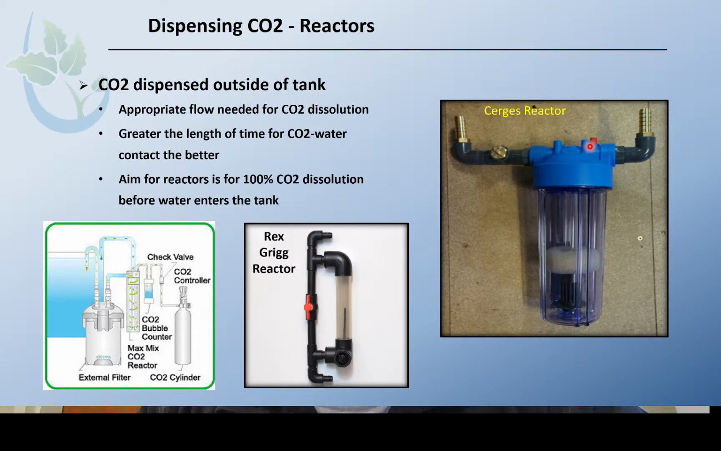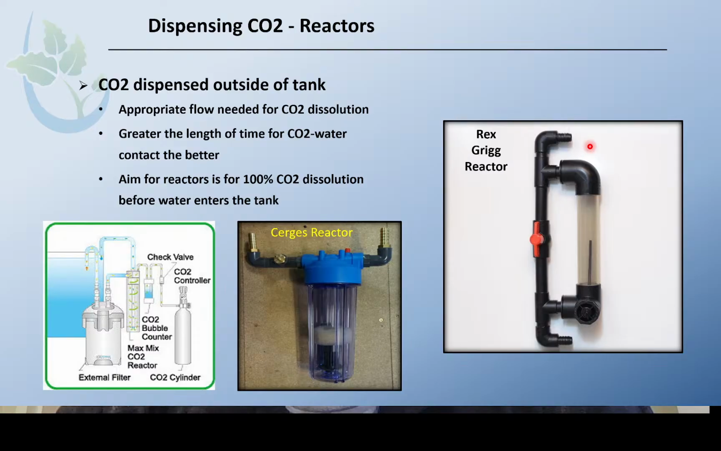There's also a Rex Grigg reactor, same kind of concept, except with this one the CO2 is pushed. The output comes out of here, and the CO2 is basically mixed inside this tube as it goes back out. This is one where you need a long enough reactor. If you have a larger tank, you're going to need to mix it longer. With the short ones, the CO2 tends to get pushed right back out of the reactor.